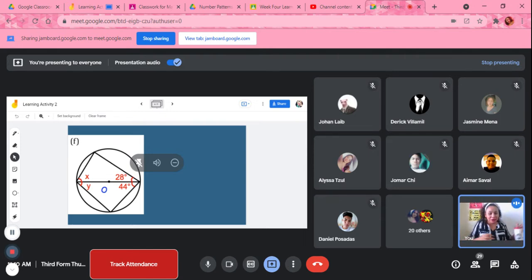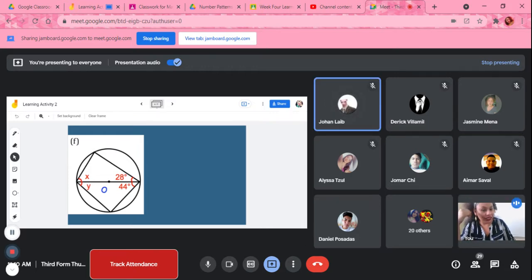So, let's see. Here we have this one, even though it's a quadrilateral, it's a cyclic quadrilateral, that's what we call it when you have a four-sided shape in a circle, but we also have the triangles in the half circle. Does everybody see that? Can you guys see that?